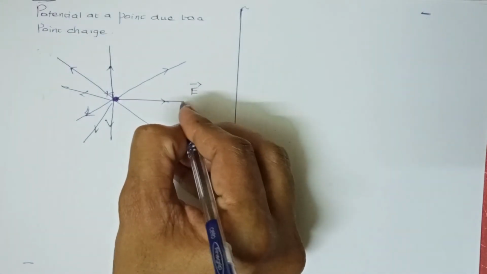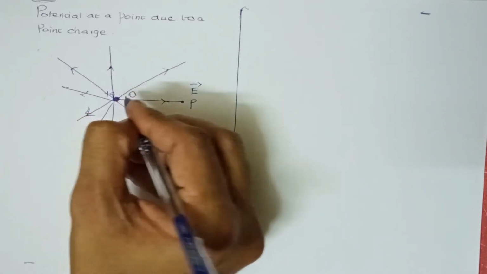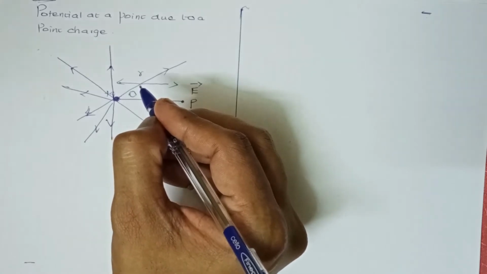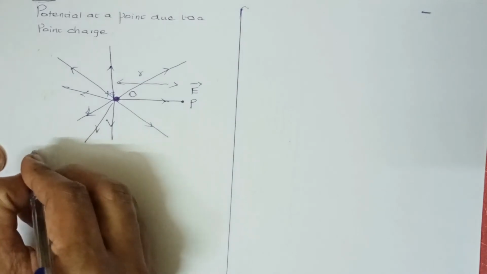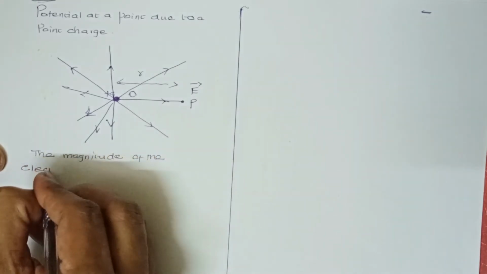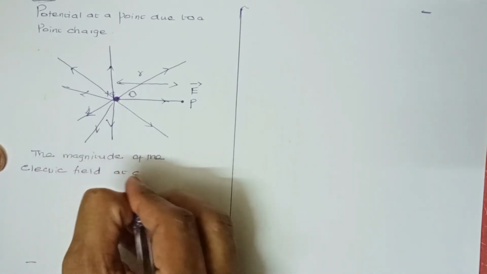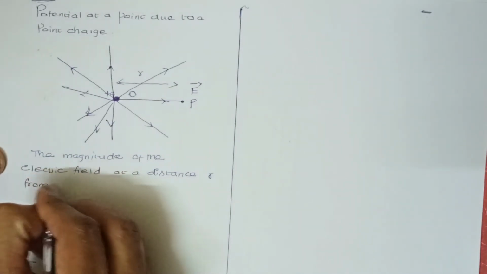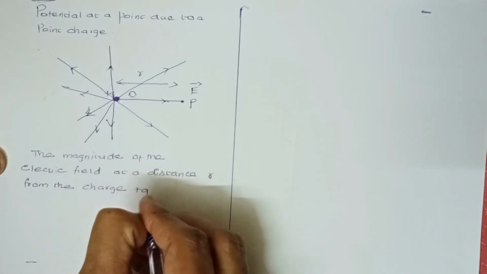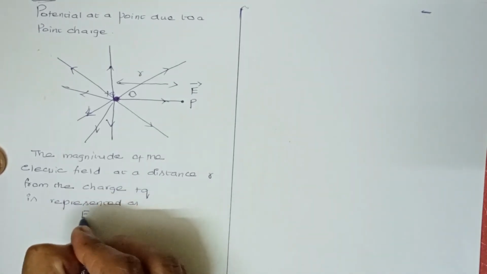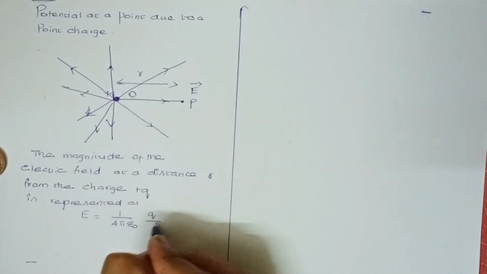You can represent the electric field as the vector E. Take a point here, where the center point is O and the distance from it is R. The magnitude of the electric field at a distance r from the charge plus Q is E equal to 1 by 4 pi epsilon naught times Q by R square.